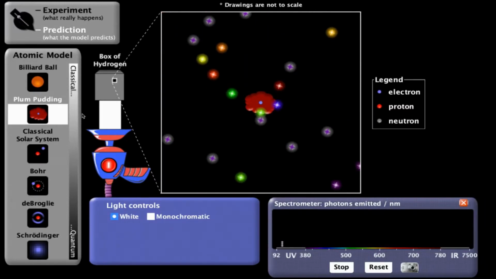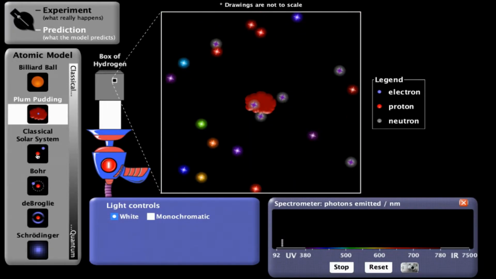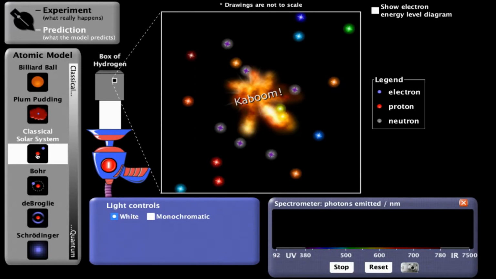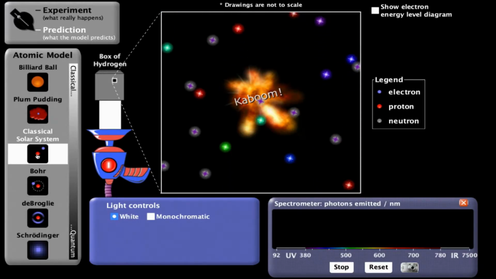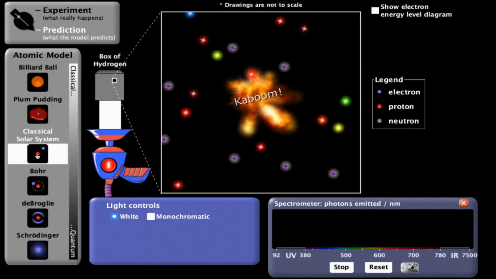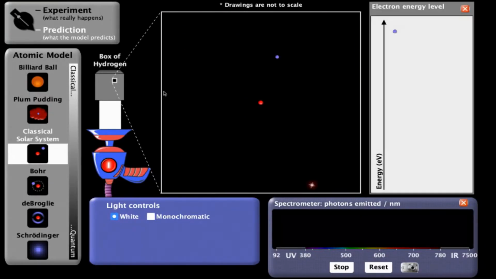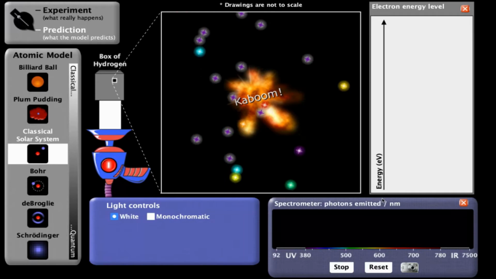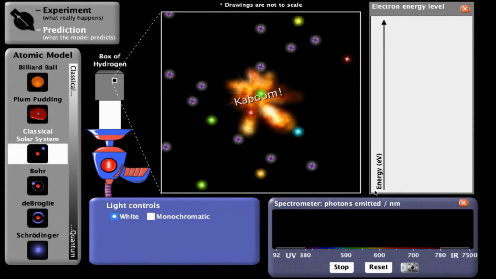Then we have a look at the classical solar system, which is Rutherford's, and we've got to look really quick because our electron gets attracted by the positive charge of the proton and gets sucked into the nucleus, and then that's our atom over. We know that's not the case because we wouldn't exist if that was happening. We had a high electron energy level to start with, and as it spiraled in, it dropped to nothing, and we can't get that back. We've lost our atom, so we must have a better model.